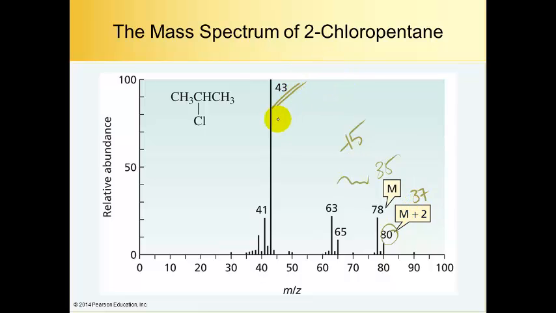So we have the base peak, which is nice and abundant, which means that it's a nice stable carbocation, which would be the secondary carbocation right here. So we lose the 35 or the 37, and what we have left is 43, and that's the nice stable base peak carbocation. So I hope this is starting to make sense. It's definitely different, so you've got to practice.